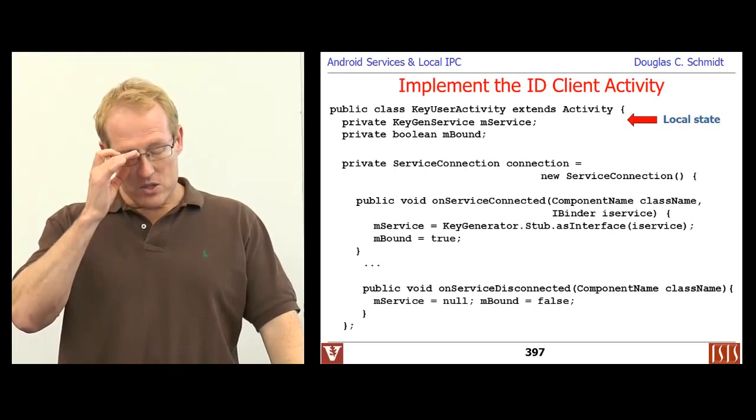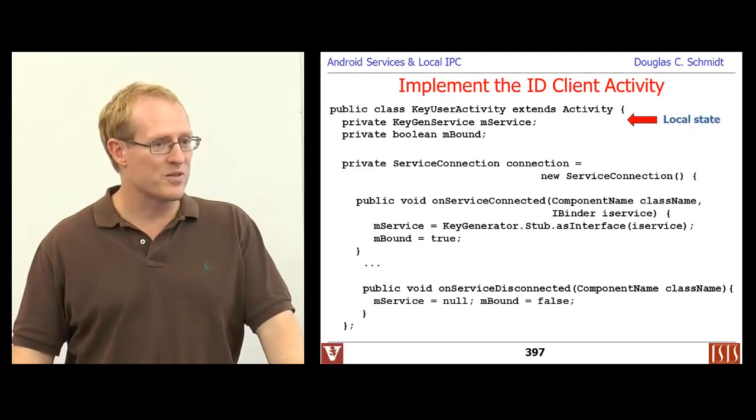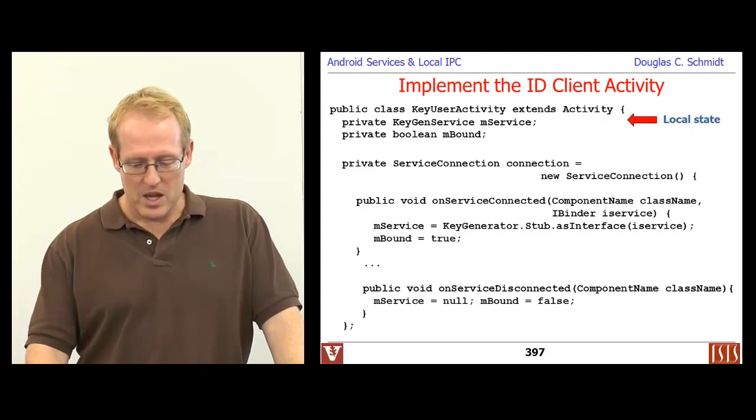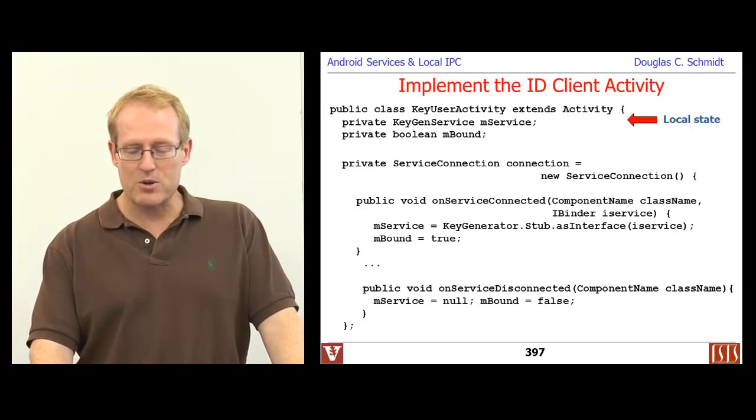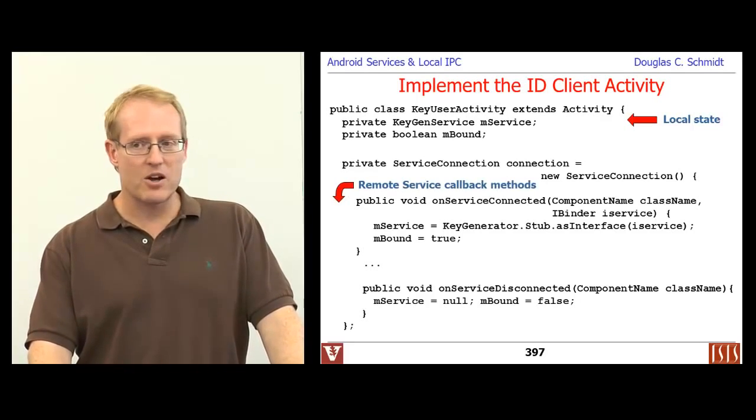All right. So here then is the activity. This is the activity that's going to actually make use of this service. There could be other ways of accessing this service as well. This is just one of them. So we've got some local state. We have something that keeps track of the service. We have something that keeps track of whether or not we're bound. We've got all these callback methods: onServiceConnected, onServiceDisconnected.